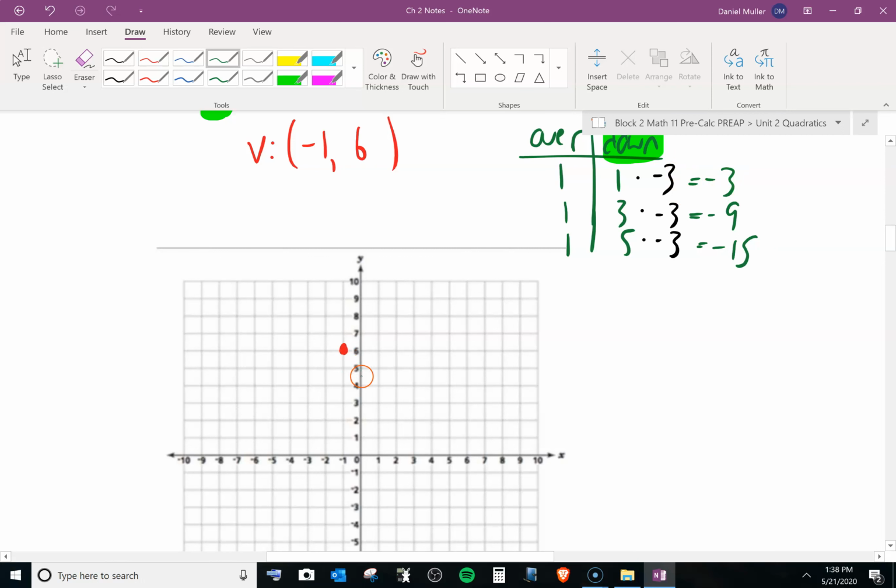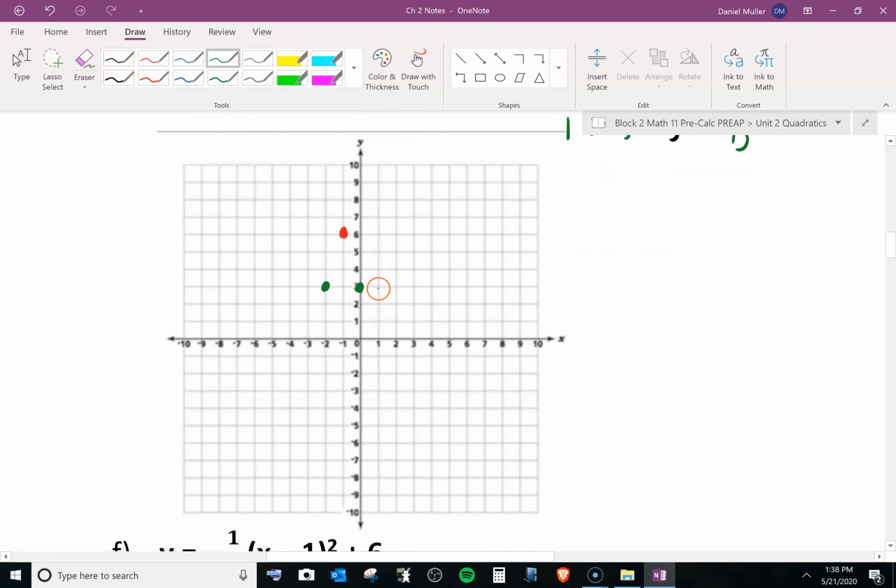Over 1, down 1, 2, 3. Over 1, down 1, 2, 3. And then over 1, down 9. Over 1, down 1, 2, 3, 4, 5, 6, 7, 8, 9. And over 1, down 3, 6, 9. So this one's a lot skinnier.